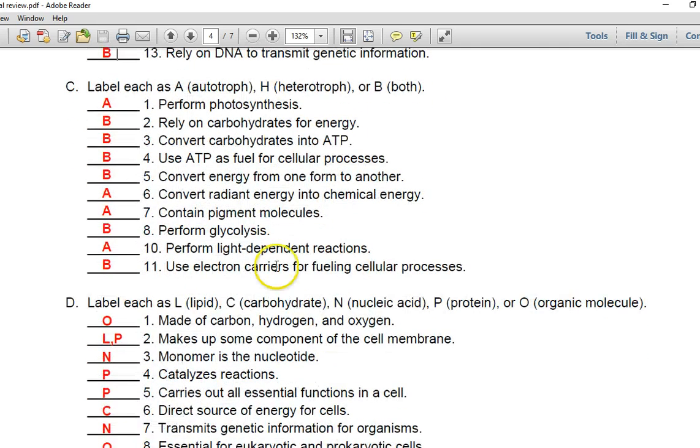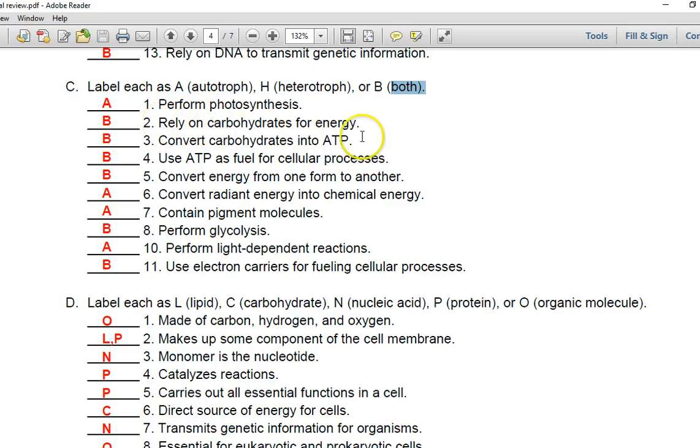All right, so C works the same way, except, let's see, autotrophs, A, they make their own food. Heterotrophs, they have to seek out food, or both autotrophs and heterotrophs do this. So, number 1, perform photosynthesis, autotrophs only.